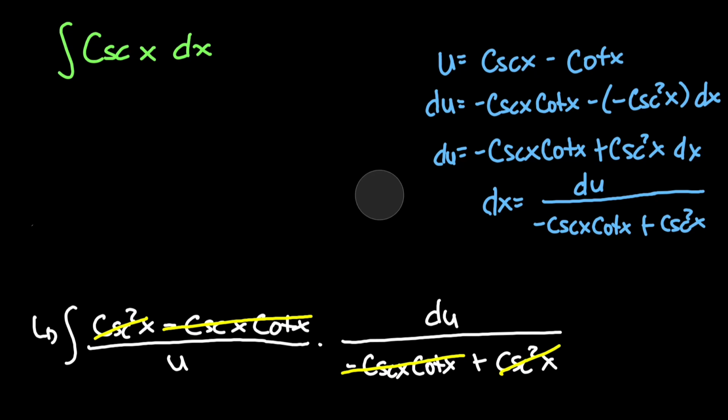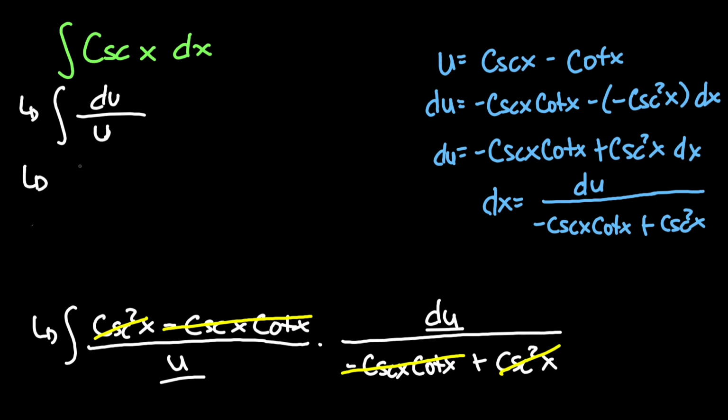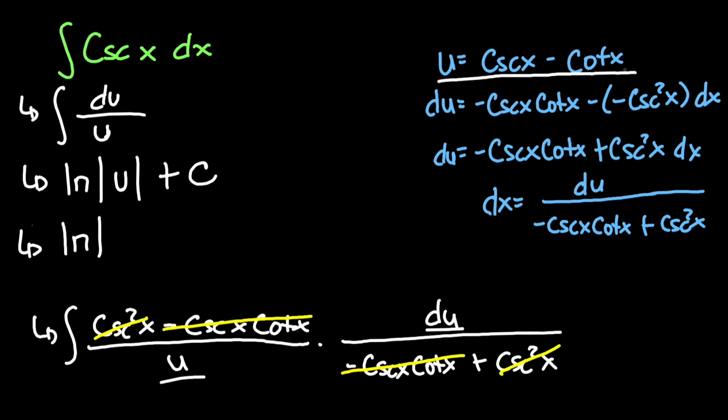And so, what we are left with would be equal to the integral of du over u. Let me just make some space. And so, the integral of this would be equal to the natural log of the absolute value of u plus c. And so, the final answer here would be equal to the natural log of the absolute value of u, which is cosecant x minus cotangent of x, plus the constant of integration.